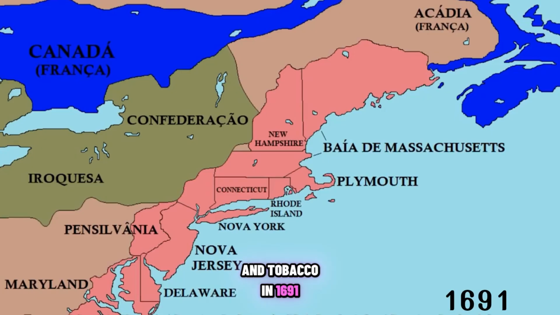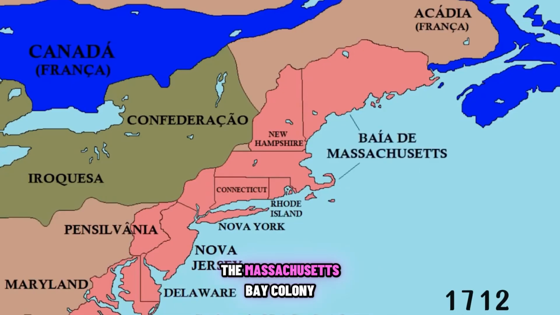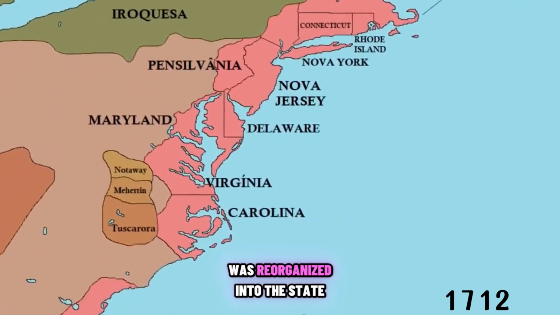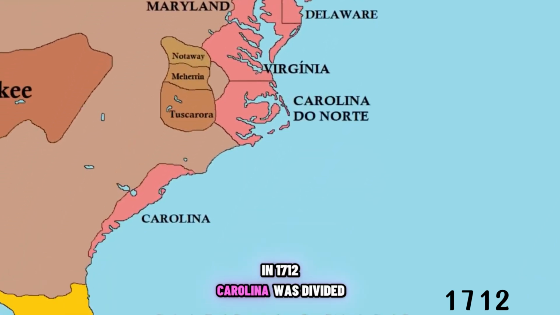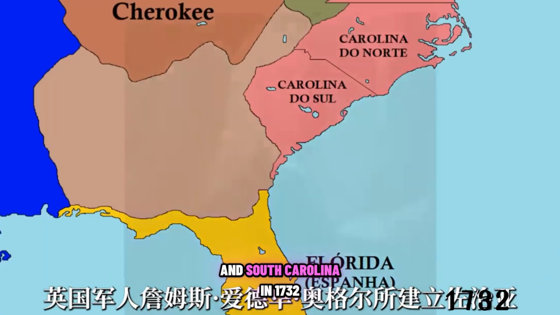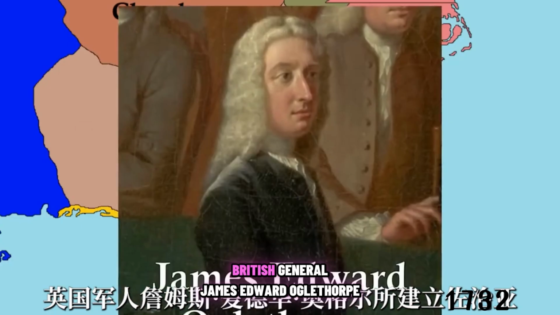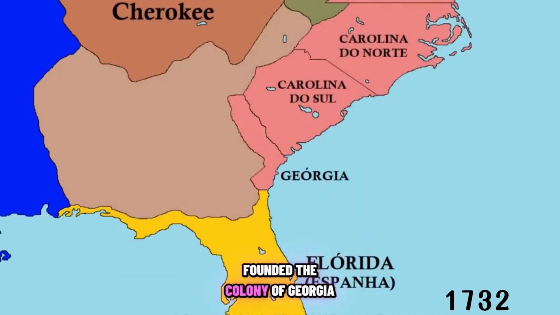In 1691, the Plymouth Colony was merged with the Massachusetts Bay Colony. The Massachusetts Bay Colony was reorganized into the state of Massachusetts. In 1712, Carolina was divided into North Carolina and South Carolina. In 1732, British General James Edward Oglethorpe founded the colony of Georgia.